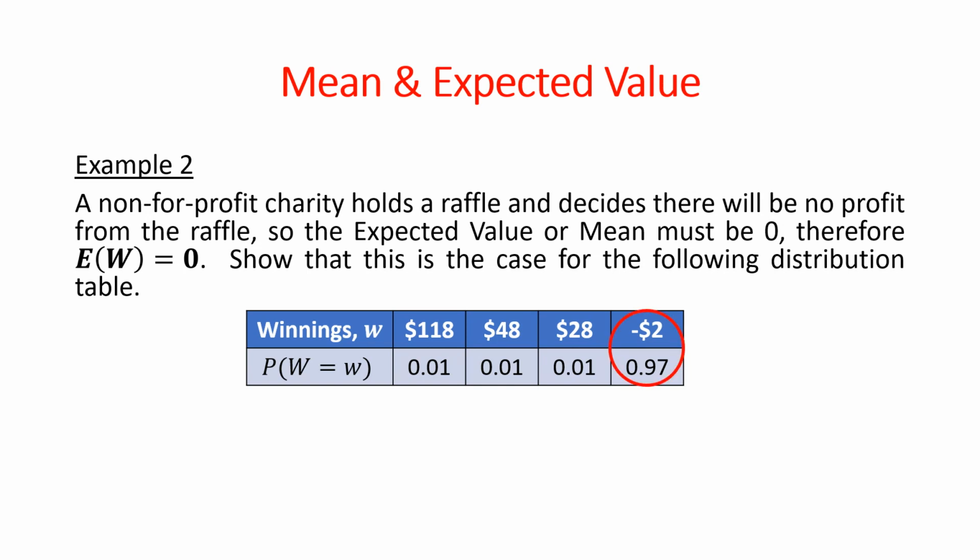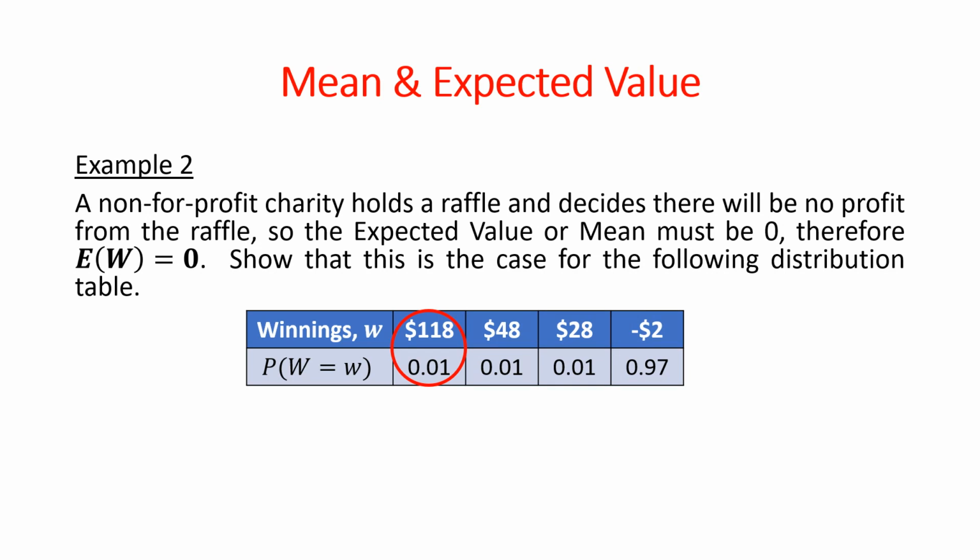Now notice this minus 2 here. This represents the winnings. And that means people win minus 2. So they lose $2 because they pay $2 for the ticket and they don't win the prize, so they lose. And the probability of this happening is 0.97.